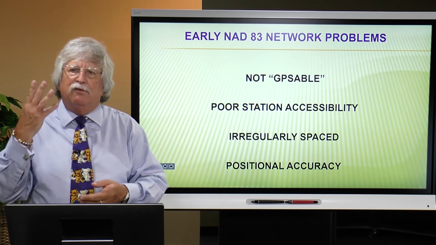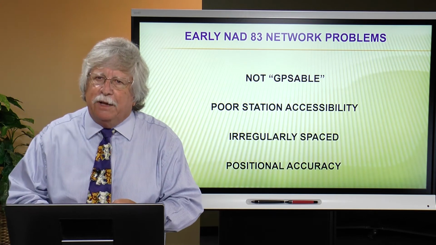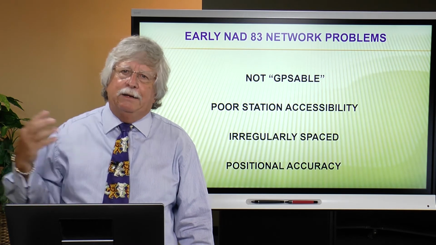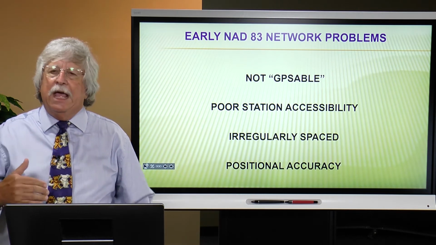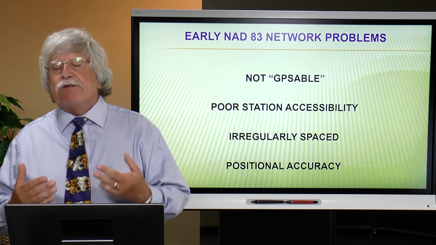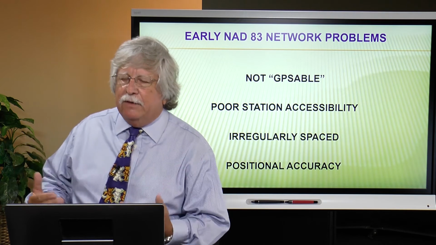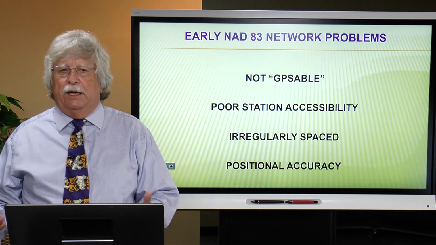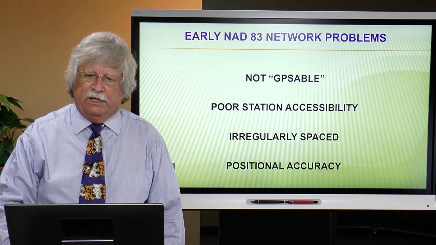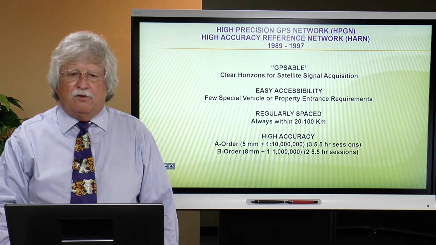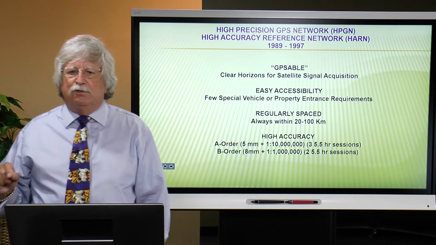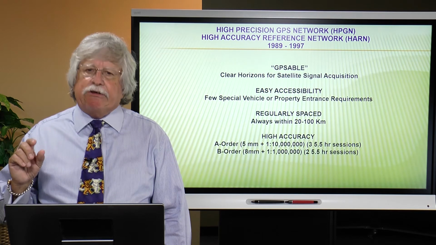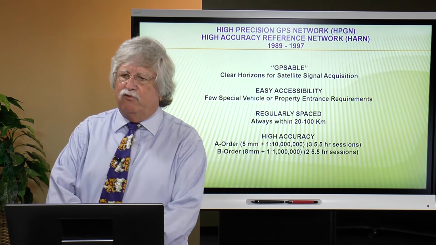And these problems were identified as these four major issues. Points were not GPSable. Well, the term never existed before because we had no GPS. Station accessibility, how can I go and get to the station? Irregularly spaced, and positional accuracy. It was very, very apparent, even in the earliest days, that GPS would provide vastly superior capability in positioning than what we had previously enjoyed with triangulation. So beginning in 1989, the National Geodetic Survey starts out on a resurvey of the entire United States using GPS only. It's referred to as the High Precision GPS Network.